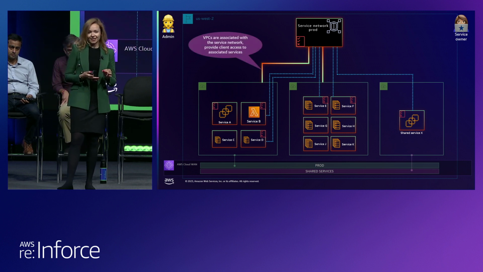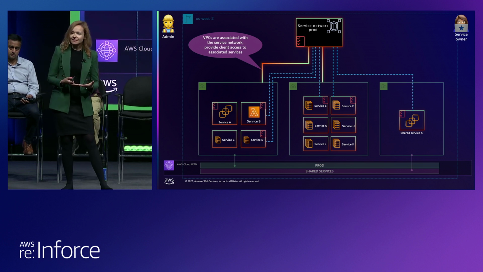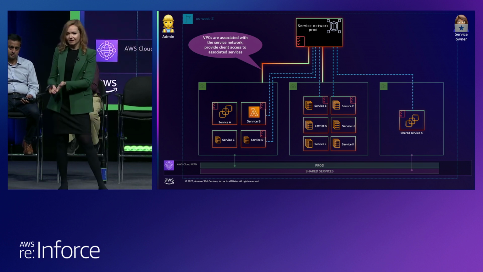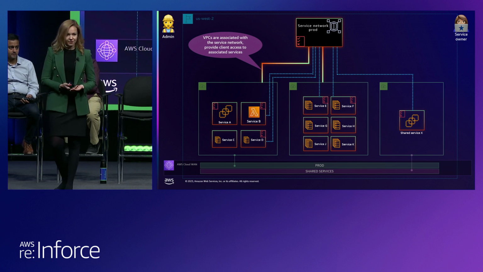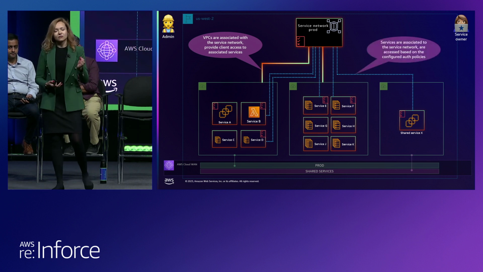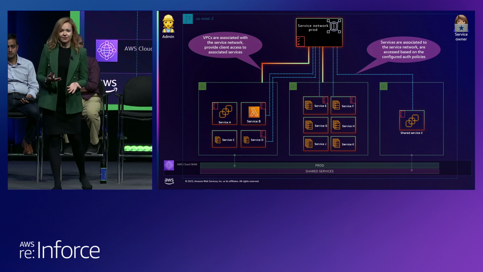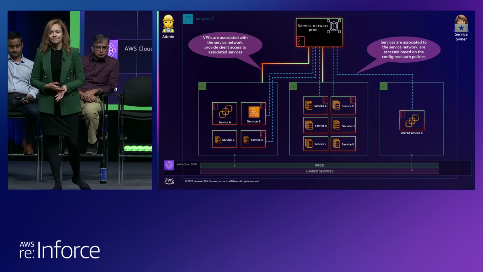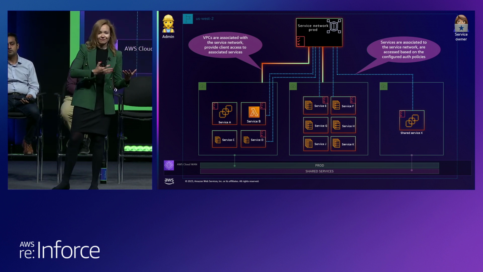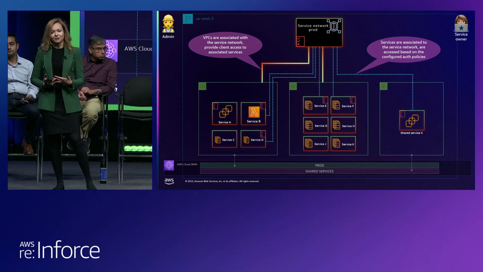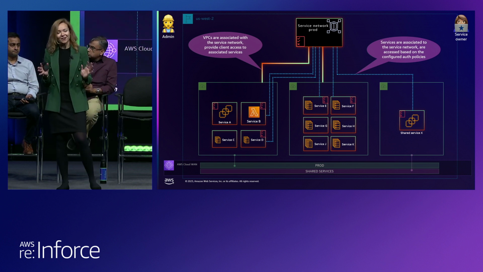Two things to consider, very important. VPCs that have clients that need to access services within the service network need to be associated with the service network. And the second, services that are associated with the service network can be accessed based on those policies. So you have the flexibility here to integrate VPC Lattice constructs depending on your access patterns. You don't have to do it for everything all of a sudden.